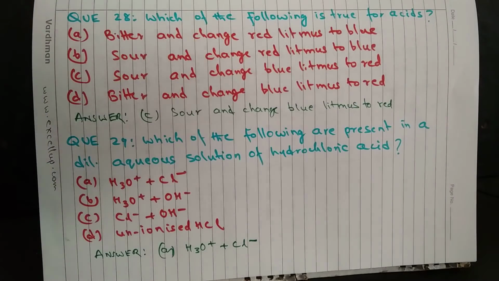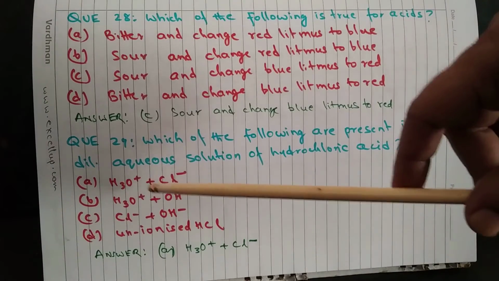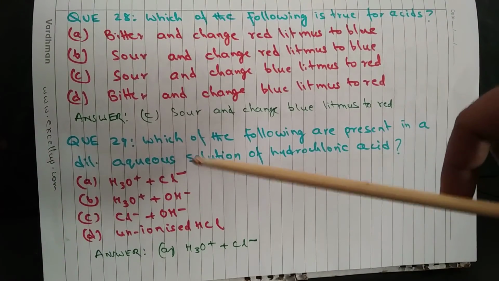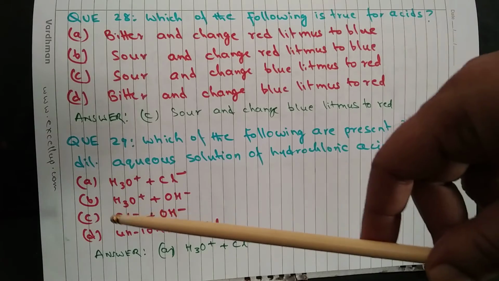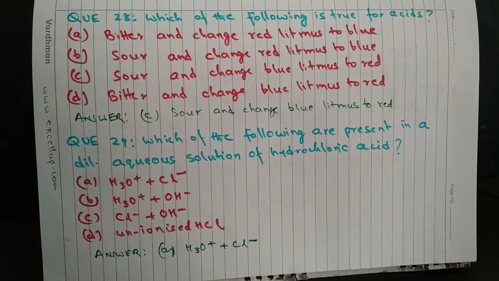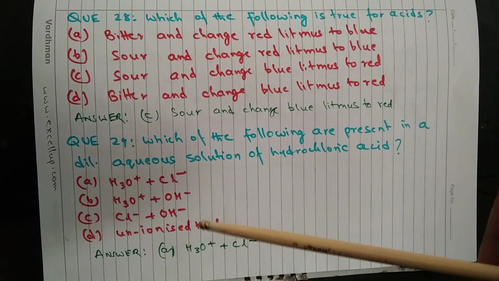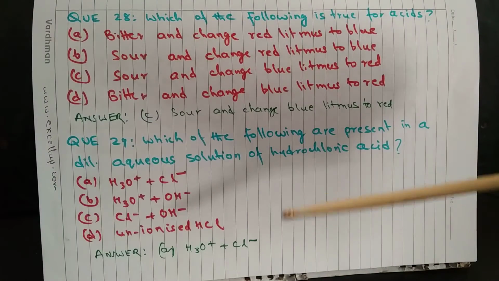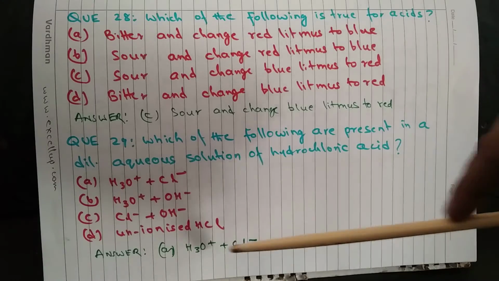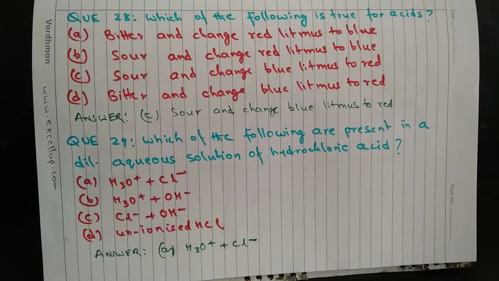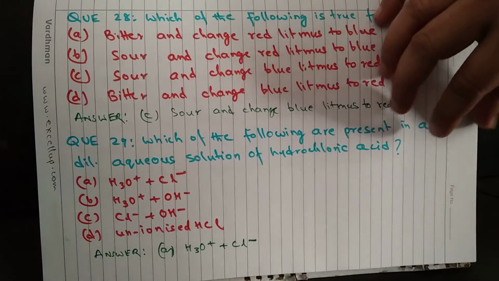Question 29. Which of the following are present in a dilute aqueous solution of hydrochloric acid? A. H3O plus and Cl minus. B. H3O plus and OH minus. C. Cl minus and OH minus, and D. unionized HCl. The answer is A, hydronium ion and chloride ion, as you have seen in question number 27.